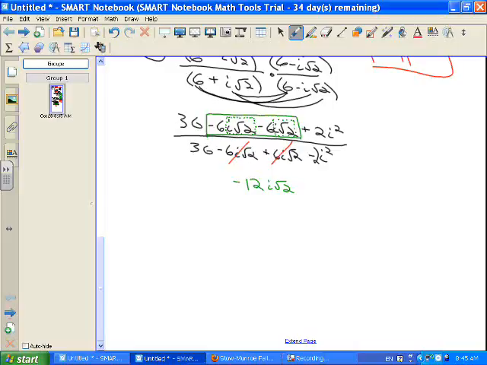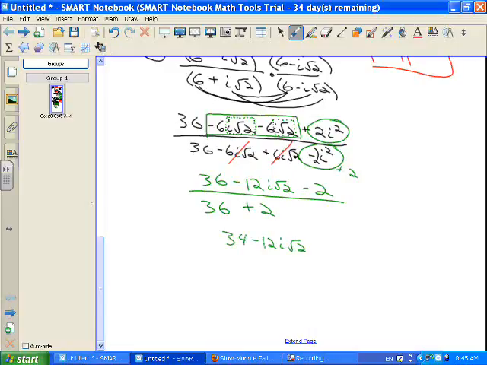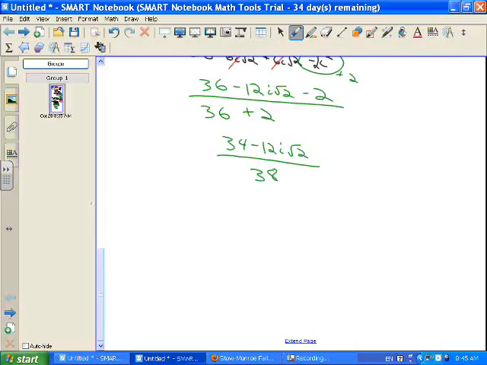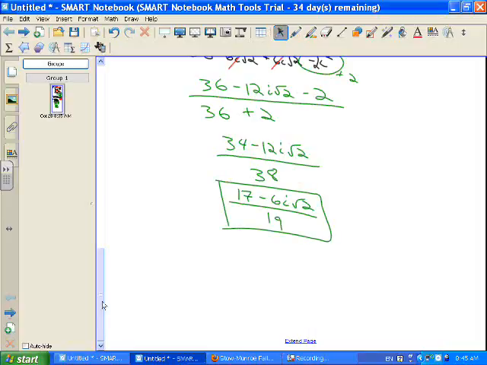Okay. All right, and then I still have this 36, and then what is this really? Okay, I'll come back and simplify that in a minute. So down here I've got 36, and then what is this? Positive. All right, so in the top I'm going to get 34 minus 12i square root of 2. And in the bottom I'm going to get 38. All of these are even. So 17 minus 6i square root of 2 all over 19. Any other ones?